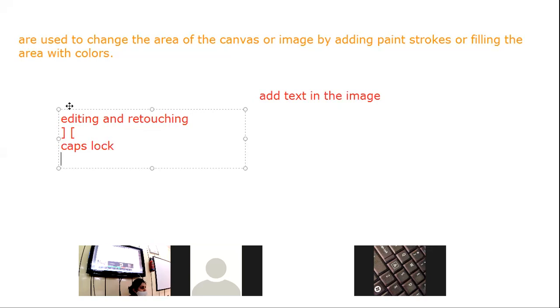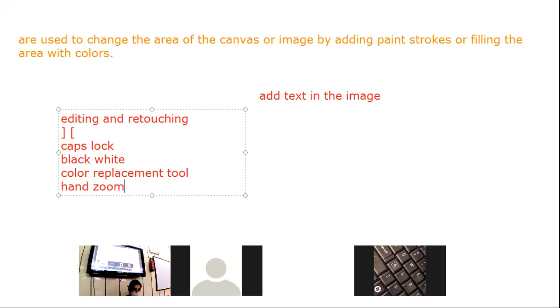By default, the foreground color is black and the background color is white. Dash tool replaces the existing color in the image with the foreground color. Color replacement tool. There are two types of viewing tools, hand tool and zoom tool. So these are the two viewing tools by which you are able to view the image enlarged.